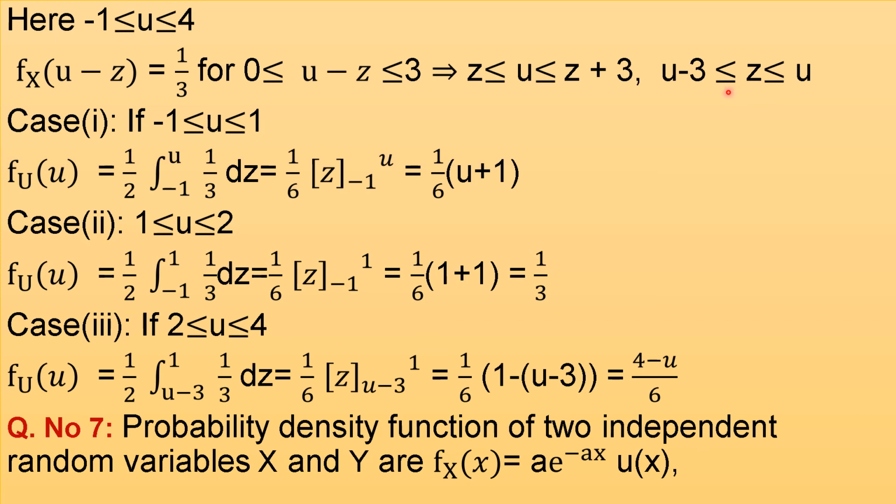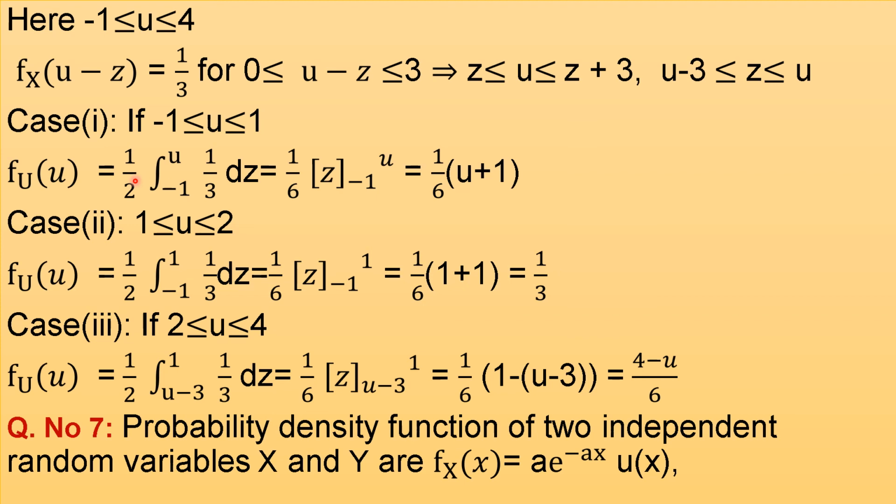Z should be greater than or equal to that u minus 3, whose value lies between -4 and -2. But here the integral with respect to z starts from -1 to +1. So the lower limit z cannot be outside that interval -1 to +1. So start z from -1 itself, which will be greater than this u minus 3. Upper limit z should be less than or equal to u, and u lies between -1 and +1, which comes in the interval of z. So you can take any of that u value which is in between -1 and +1. So the upper limit will take it as u itself.